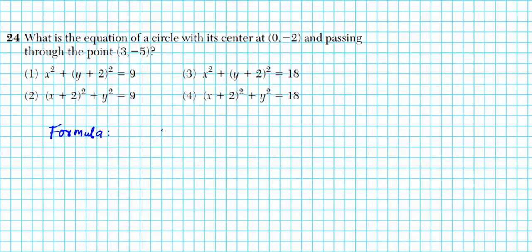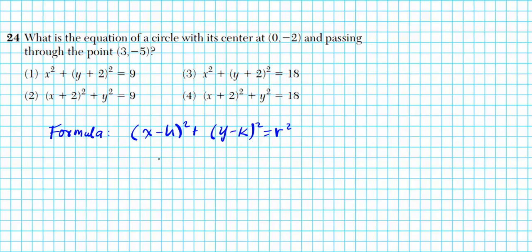So the first one is the center radius form of the equation of a circle: x minus h squared plus y minus k squared equals r squared. Okay, so this is the final step.